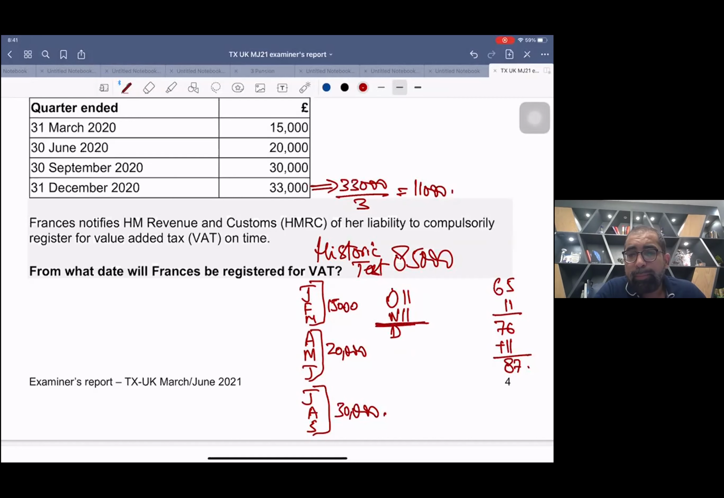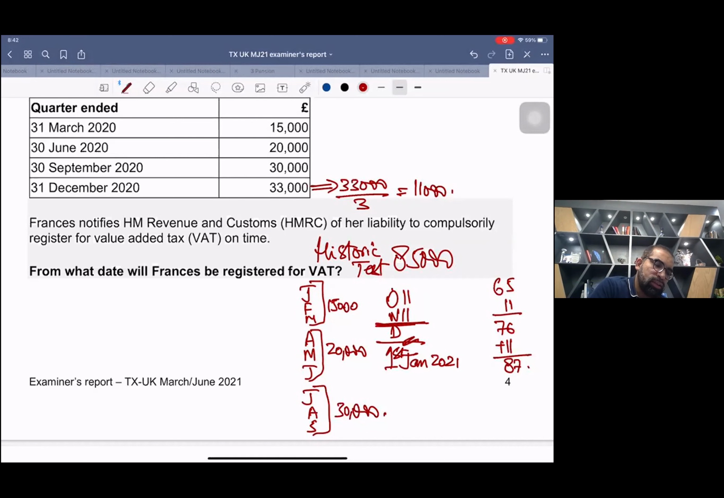Now he has complete December month to apply. He can apply by the end of December, and tax department will make him register from 1st of January 2021. From 1st of January 2021, he will be the registered guy. He will be treated as a registered guy. So this is the answer. 1st January 2021 is the answer.